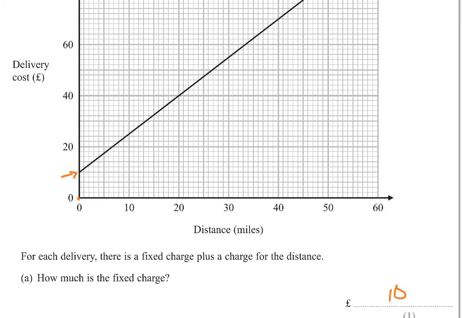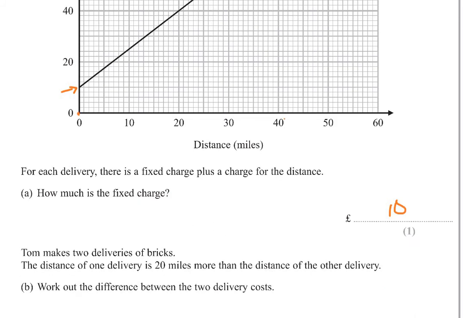So that means no matter how far away you live, you will always have to pay at least £10 for delivery. Right, Tom makes 2 deliveries of bricks. The distance of one delivery is 20 miles more than the distance of the other. Work out the distance between the 2 delivery costs.